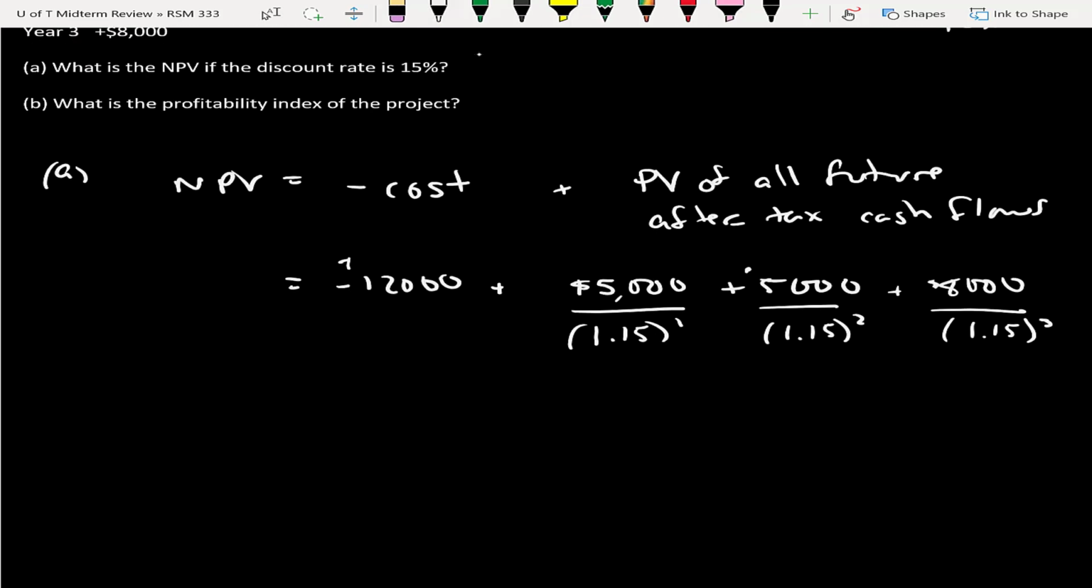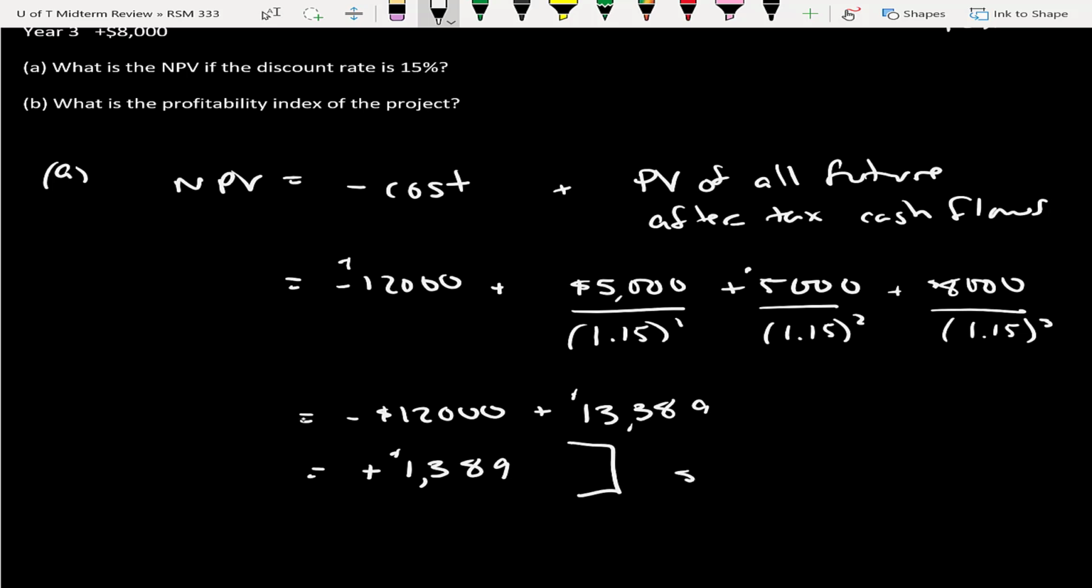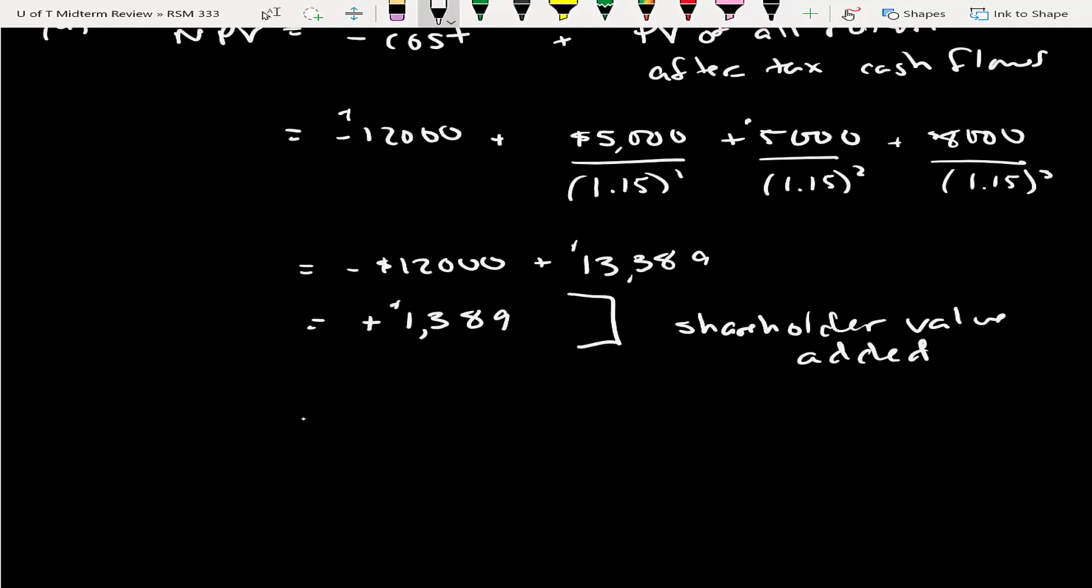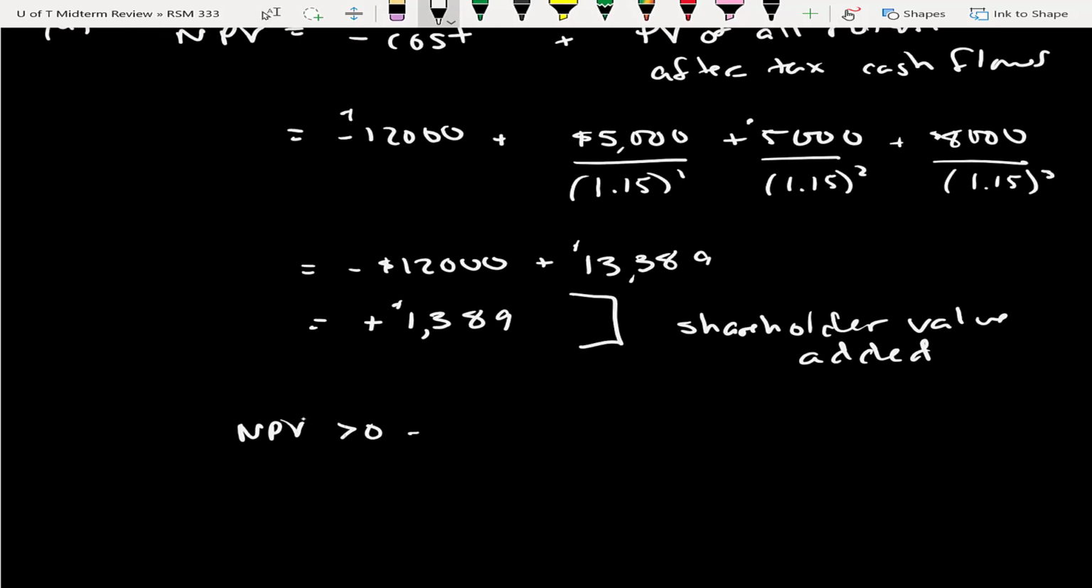Okay, so then I can break this down into negative 12,000 plus positive cash flows of 13,389. Okay, and we have a positive 1,389 as our net present value. And this essentially is the shareholder value added. And since NPV is greater than 0, therefore you proceed with the project.